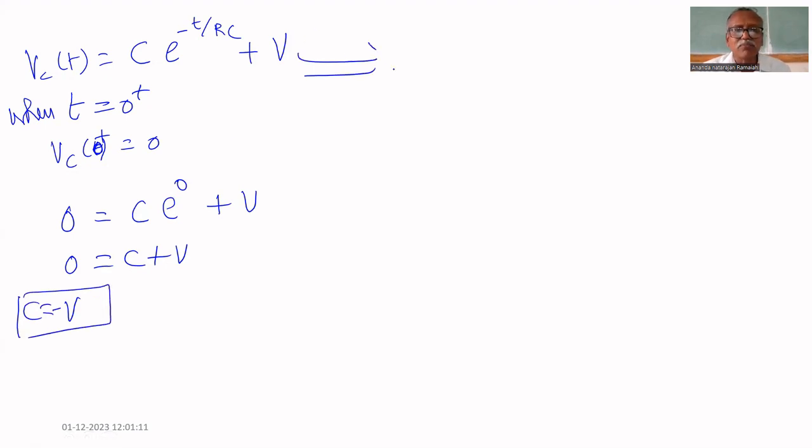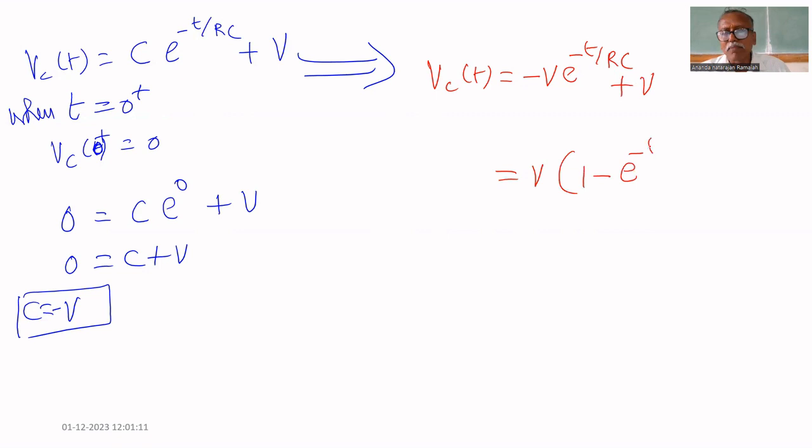Now this equation becomes Vc of t equal to, C equal to what? Minus V. Minus V e power minus t by Rc plus V. Or I can say that V into 1 minus e power minus t by Rc. This is the solution by time domain method.